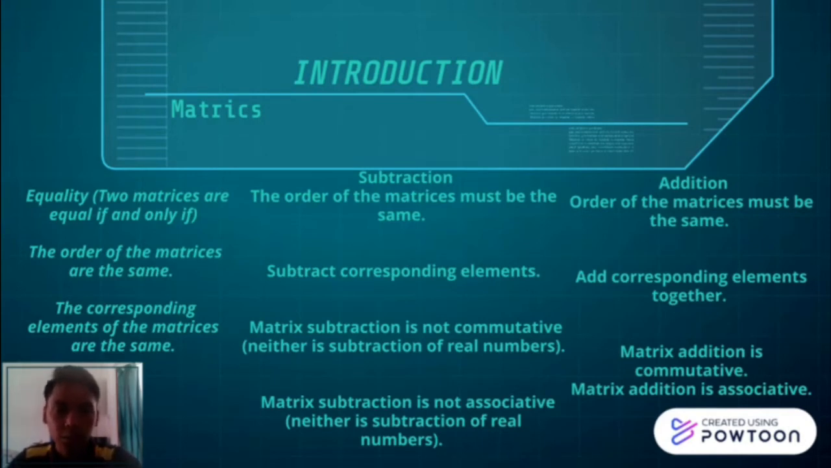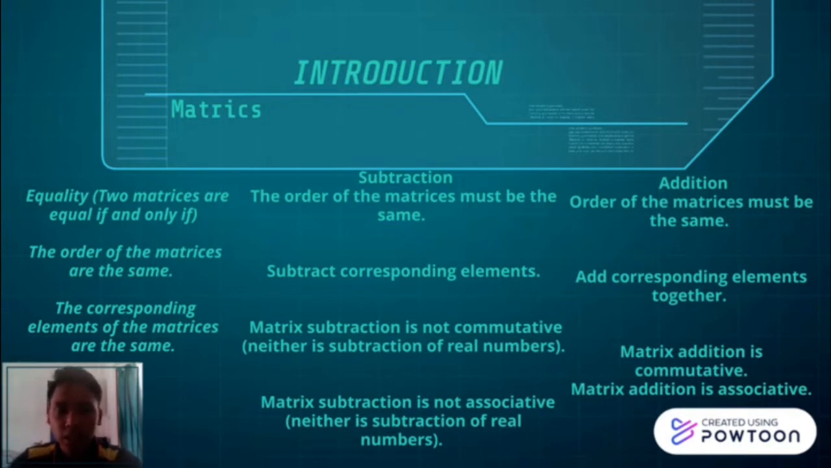Today I'm going to present about matrix. Let's go for the introduction of matrix. Equality. Two matrices are equal if and only if the order of the matrices are the same. This means the row and column must be the same. The corresponding elements of the matrices are the same.